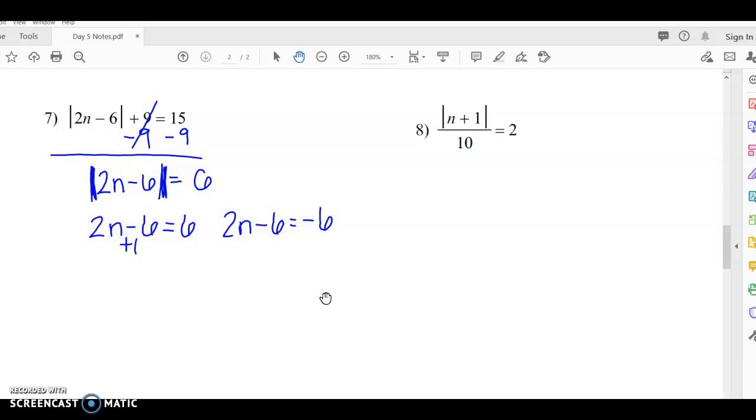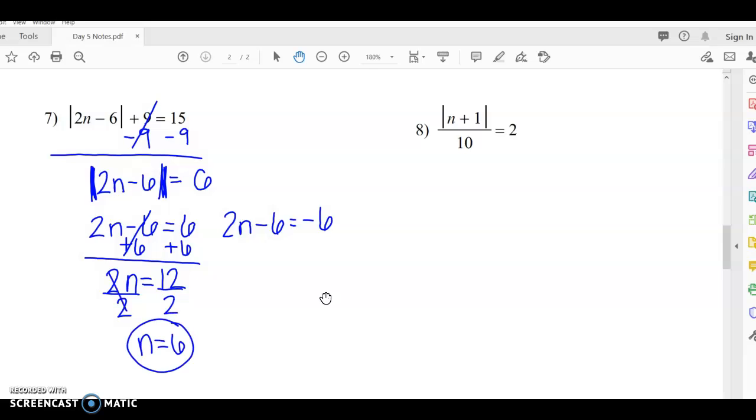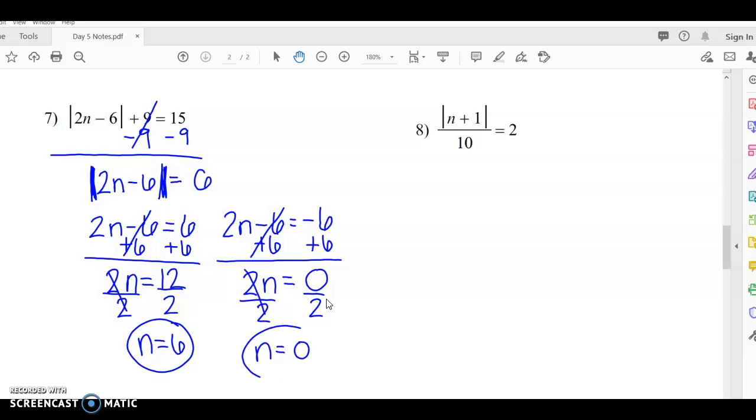So now to solve, to get rid of the minus 6, we add 6. So we're at 2n equals 6 plus 6 is 12. 12 divided by 2 gives us 6. And then on the other one, same steps, but when we add 6 to negative 6, we get 2n equals 0, and then 0 divided by 2 gives us 0.